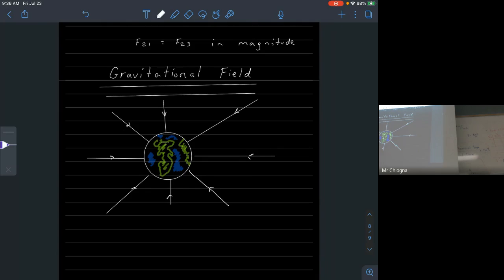Okay, we're going to use the same symbol as we use for acceleration due to gravity because the value is the same. It's just expressed in a different way. The value or number is the same, but how we express it is slightly different. Gravitational field.